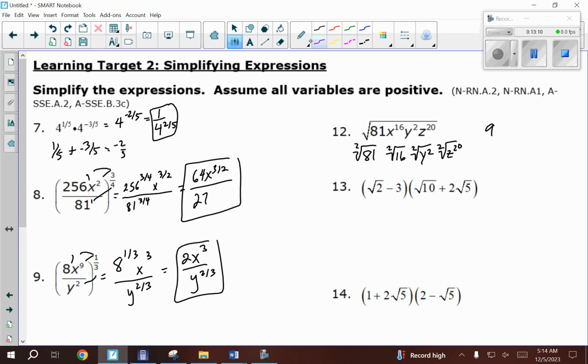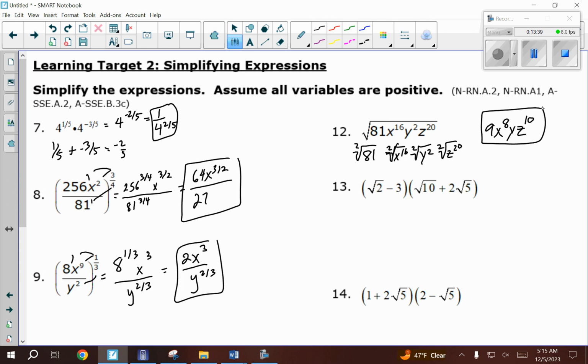This right here, I made a mistake. Let me erase this. This was x to the 16, not just 16. Okay, we're good there, nice and skinny. So we've got x to the 16. So 2 goes into 16 evenly, so that's x to the 8. 2 goes into 2 once, so that's y to the first. And 2 goes into 20 10 times, so that's z to the 10. This one has no leftovers, so that's my final answer.